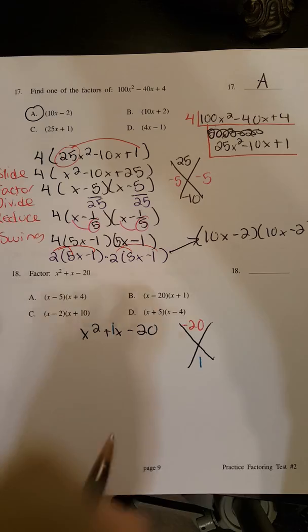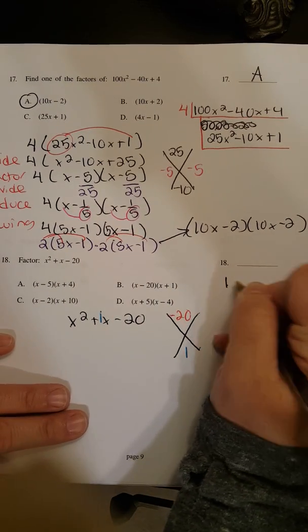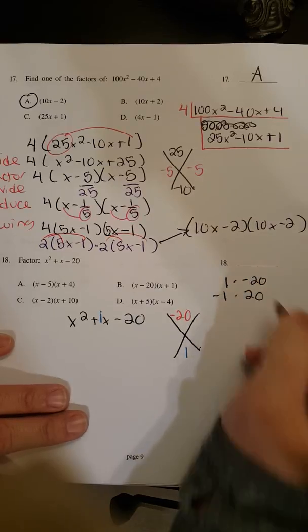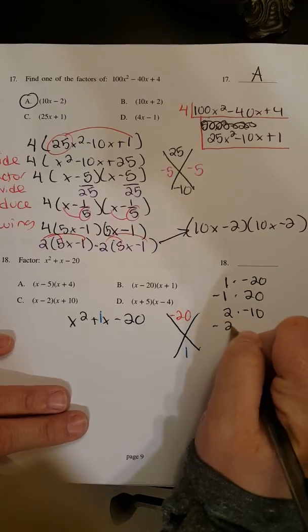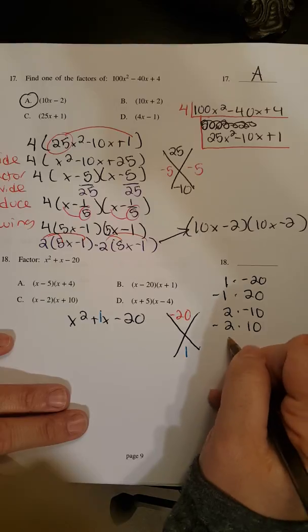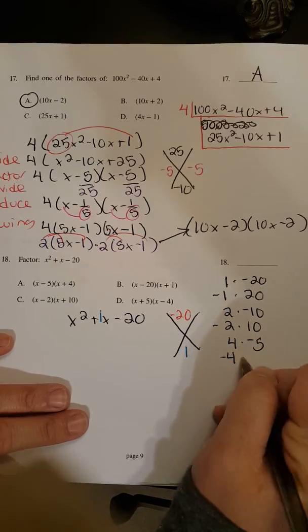All right. So since they multiply to give me a negative, one's negative, one's positive. So I could do 1 times negative 20, negative 1 times positive 20. 2 goes in 20, 2 times negative 10, or negative 2 times positive 10. 3 does not go in. 4 does. 4 times negative 5, or negative 4 times positive 5.